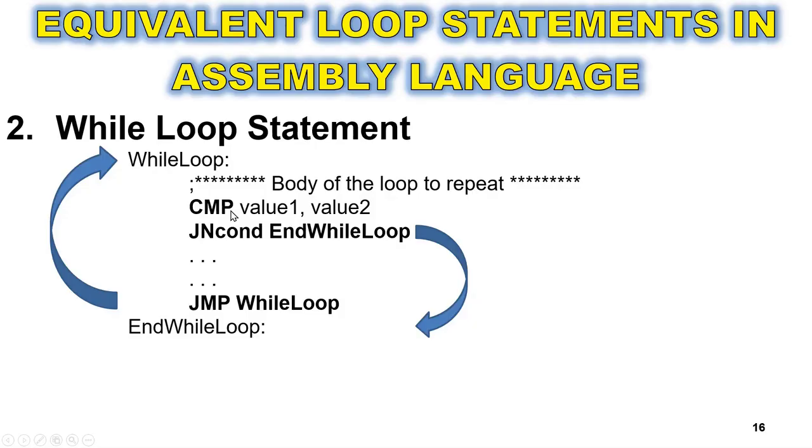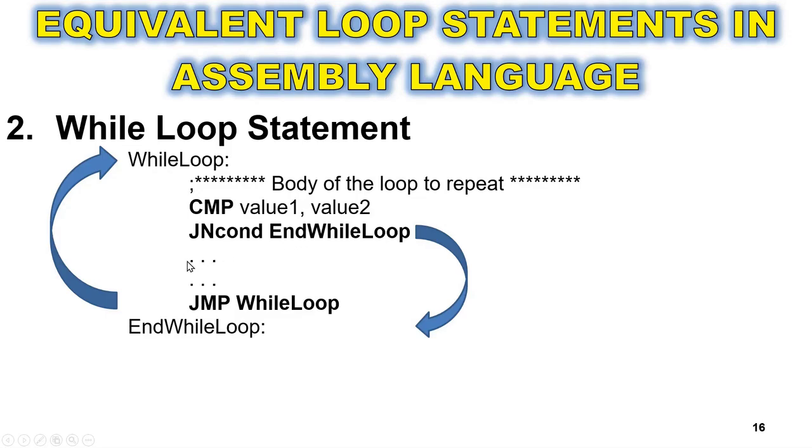And then in the body of the while loop, we can apply the compare command to compare two operands, followed by any conditional jump. And then if that conditional jump satisfies the comparison, it will jump to the label end while loop, which is this one, so that it will now stop repeating the while loop. However, if the comparison does not satisfy the condition, it will not jump to that end while loop.